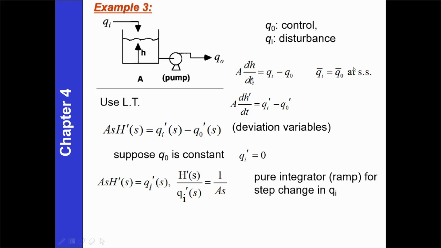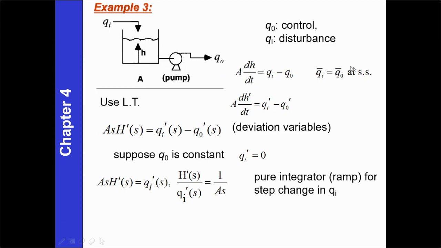So in this case, we have A dH/dt, where A is the cross-sectional area inside this tank. A times dH/dt gives you the volume change, the area times the height, but as a function of time, the rate of change in the height dH/dt. This is equal to Qi, what is coming in, minus Q naught, what is going out.